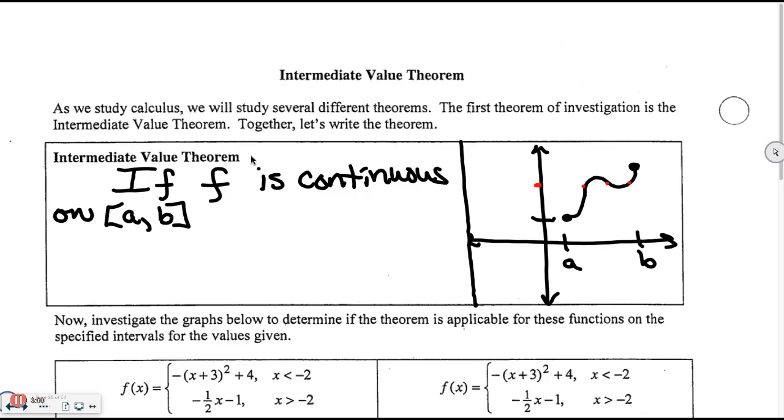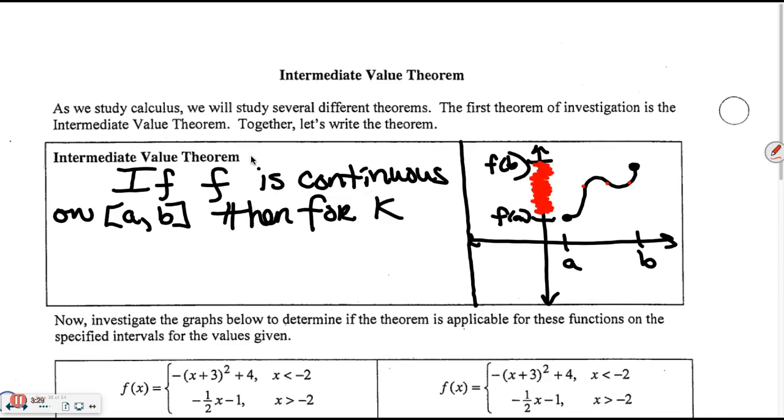So let's put what these values are over here. This would be called the y value at A, and this would be called the y value at B. So we have A, f of A, B, f of B. All right, so as long as I didn't lift my pencil on [a, b], then for all, and we call it K, and I want you to go like this. K is a y value in there. This symbol in math means for all K, with K between f of B and f of A.